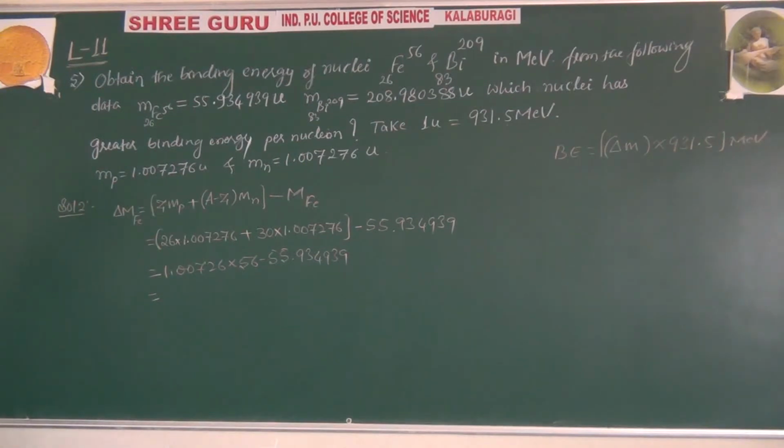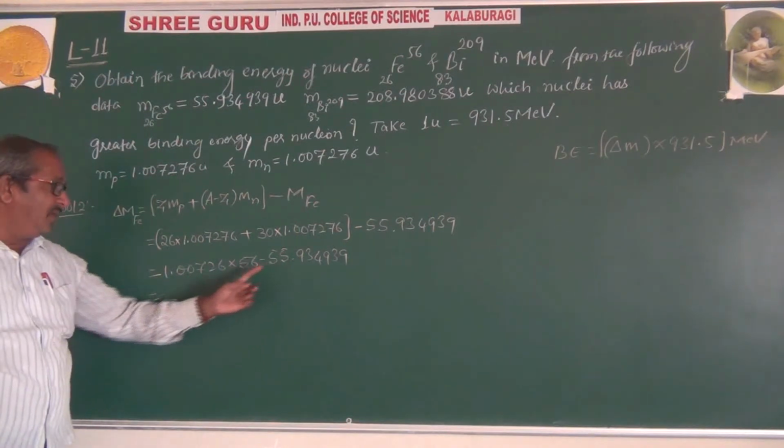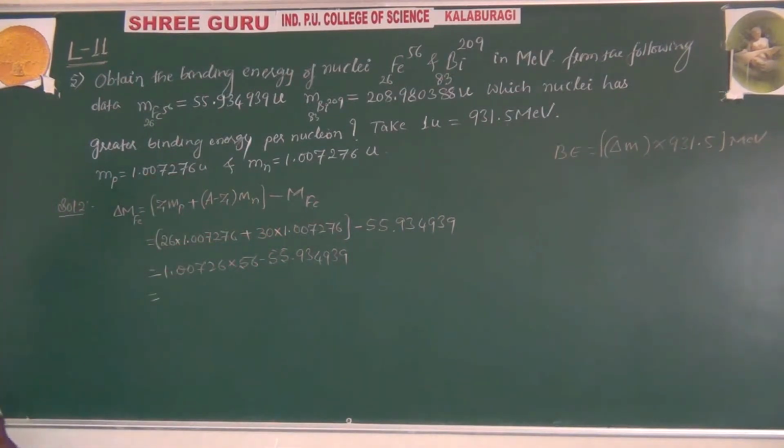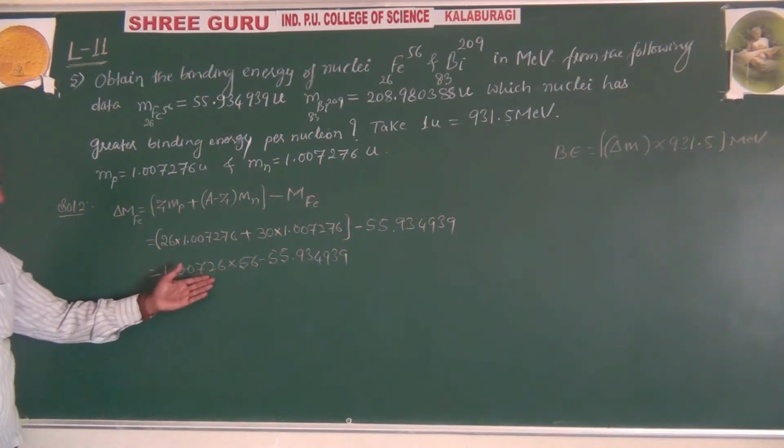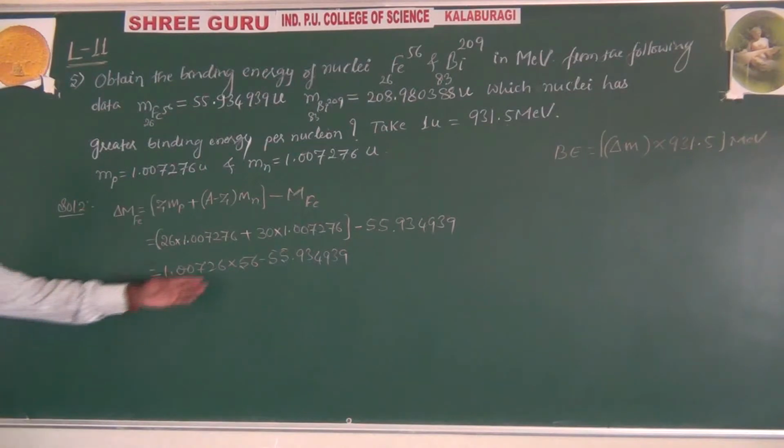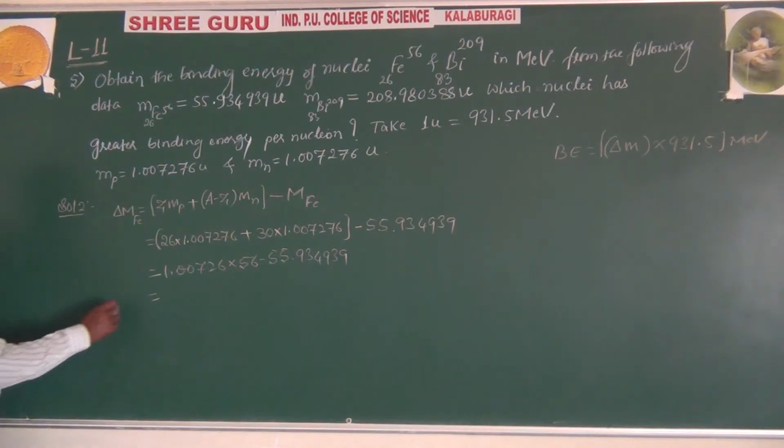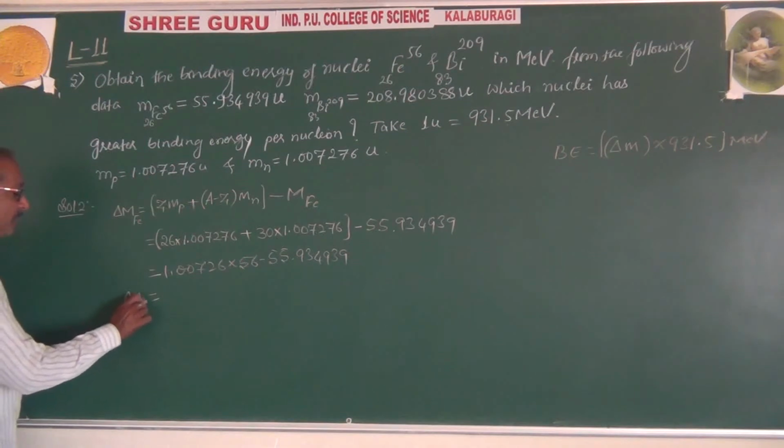You know how to do this simplification. Here 56 into this much, multiply. Pick a number, use the calculator for that purpose and simplify. So here you will get delta m for iron.